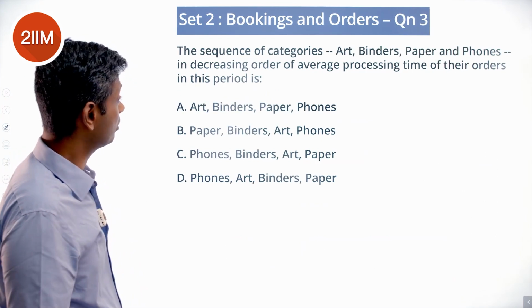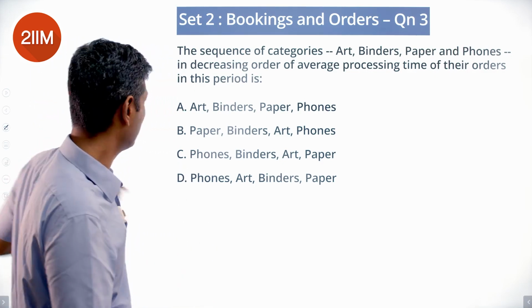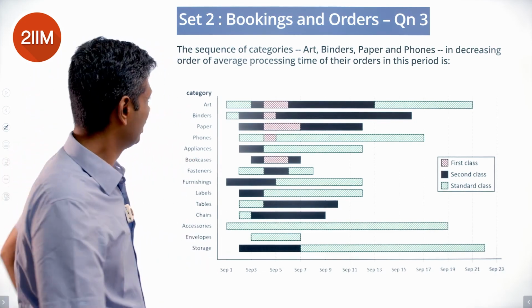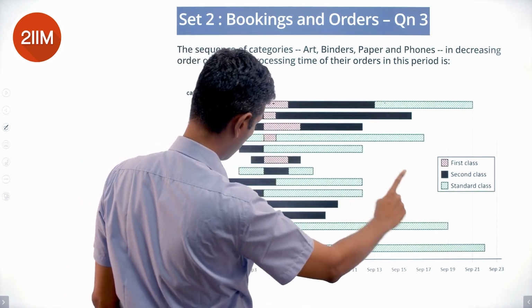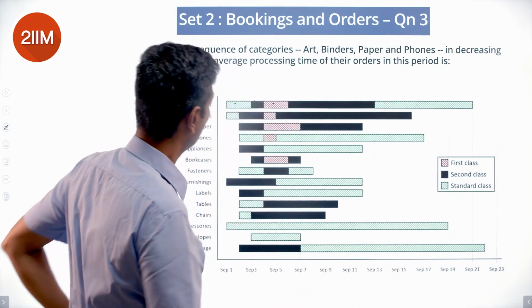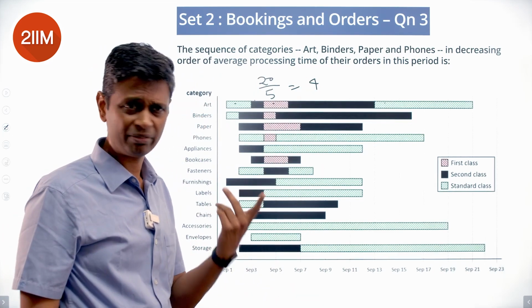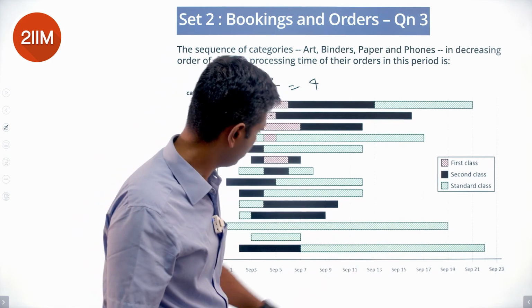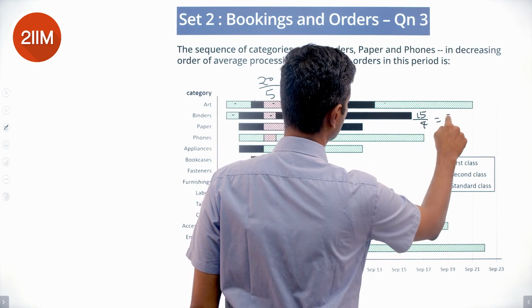The sequence of categories art, binders, paper and phones in decreasing order of average processing time is, so let's look at art, binders, paper and phones. Nice, all together. We have 1, 2, 3, 4, 5 totally, going from 1 to 21. Sorry, the average is 20 by 5, which is 4. 20 days by 5 shipments, 4. Then 1, 2, 3, 4, going from September 16 to September 1, 15 by 4, which is 3.75.